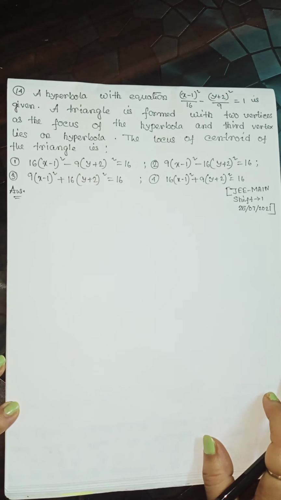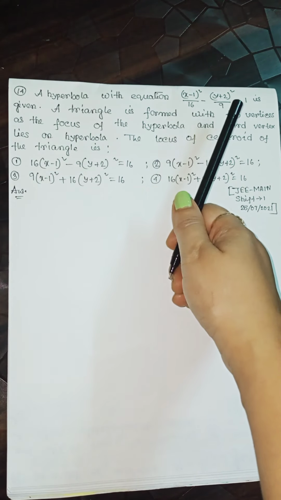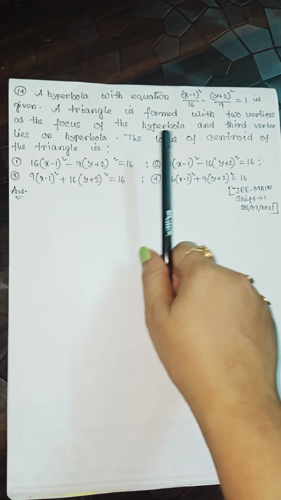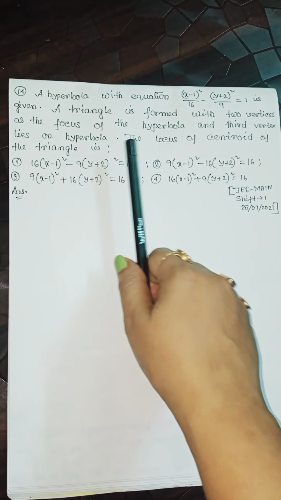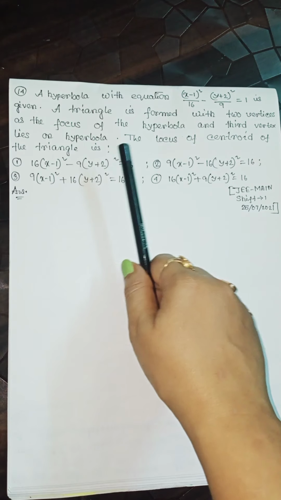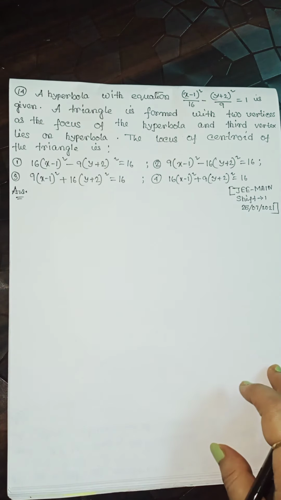Today we solve JEE Main Shift 1, 25th of July 2021, question number 14. It's a memory based question from 2D geometry. A hyperbola with equation (x minus 1) whole squared divided by 16 minus (y plus 2) whole squared divided by 9 is equal to 1 is given. A triangle is formed with two vertices at the foci of the hyperbola and the third vertex lying on the hyperbola. The locus of the centroid of the triangle is asked, and 4 options are given.